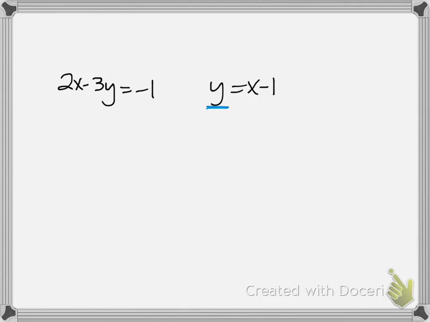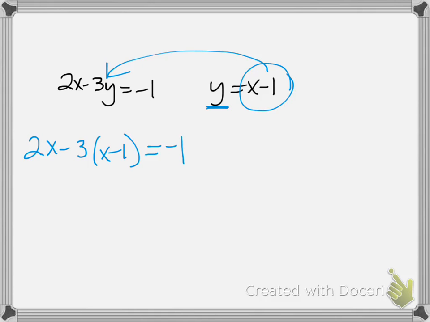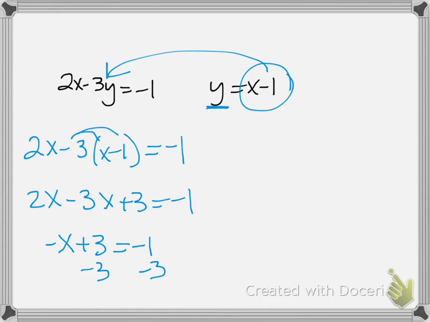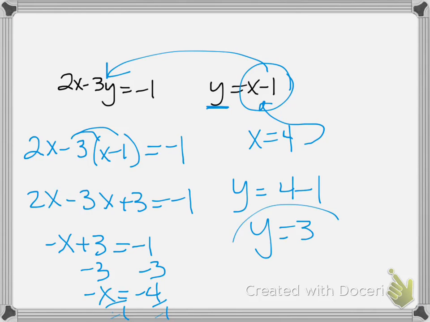Okay, y is by itself in this one, so I can replace this wherever I see a y. Remember, put it in with parentheses. Now I distribute a negative 3, so I got 2x minus 3x. Negative 3 times a negative 1 is a positive 3. 2x minus 3x is negative x. Subtract 3 from both sides, so negative x equals negative 4. Divide by negative 1. So I got x equal 4. So now I can plug it back in for x, so y equals 4 minus 1, so y equals 3. So that means those intersect at 4, 3.